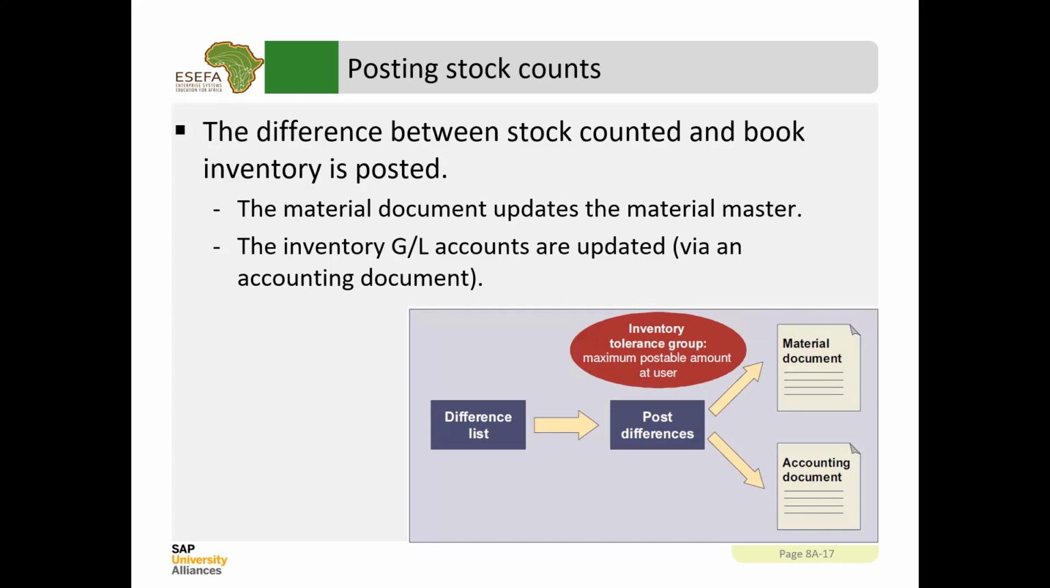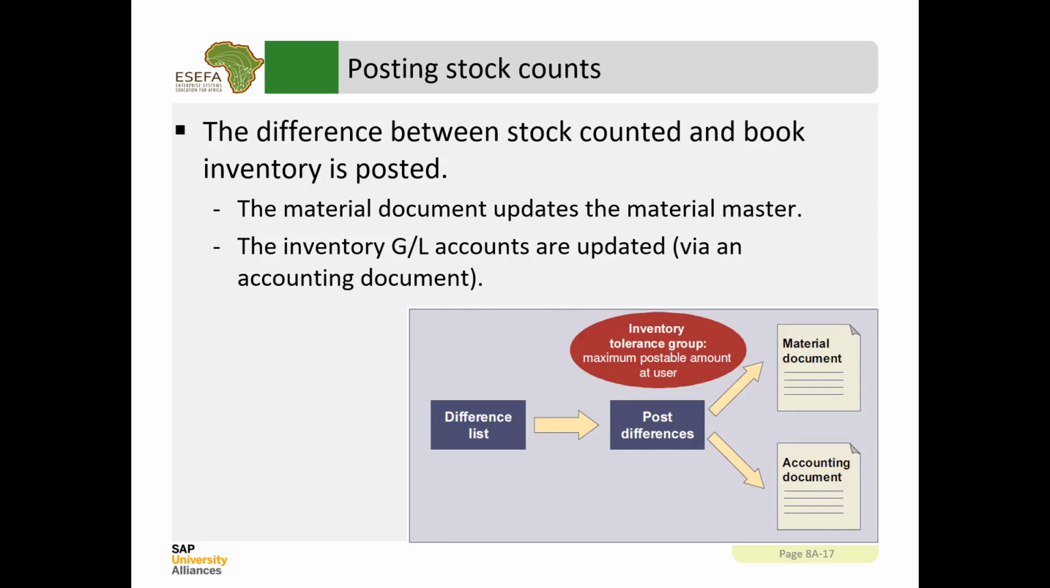We have received goods, our raw materials, from the vendor. So there must be a material document. And also, when we count, it's the same thing. So we need to update the material master by adding the values, increasing the values in this case maybe. So the inventory general ledger accounts are updated via an accounting document. So difference in list, we see difference in list.